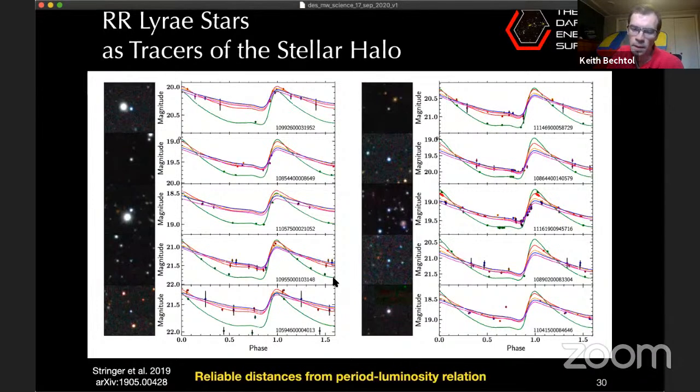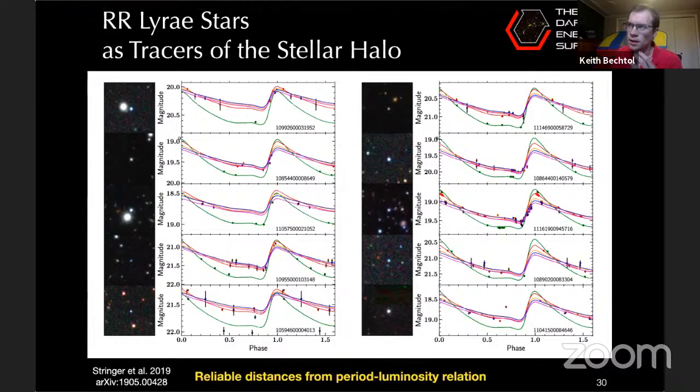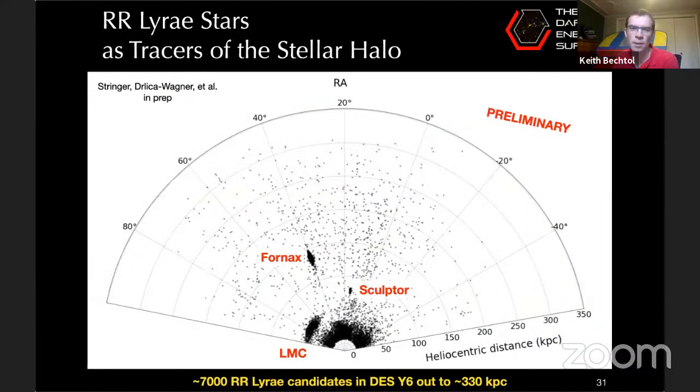And so by measuring the periods of these RR Lyrae, you can get an estimate for their luminosity. And once you know the luminosity, then you know the distance, and you can start looking for structures in the Milky Way halo. So this particular plot is from the work that Caitlin did based on the first 3 years of DES. That has now been extended to the full 6 years of DES. So these are some preliminary results.